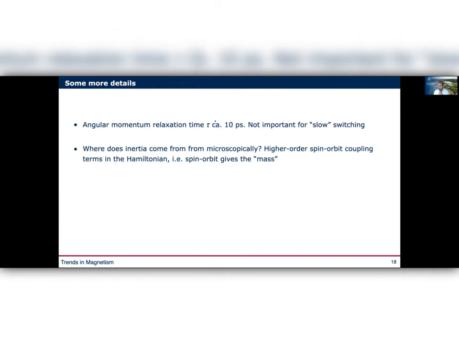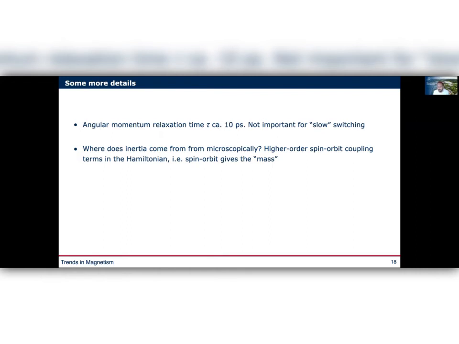So the point is that if you calculate this angular momentum relaxation time, I give now the value of tau in the way the equation was written before. Some other people in the literature prefer not to group the alpha, the damping, in the way the equation was written. So this value, if we convert to the other standard, will be something like 300 femtoseconds.